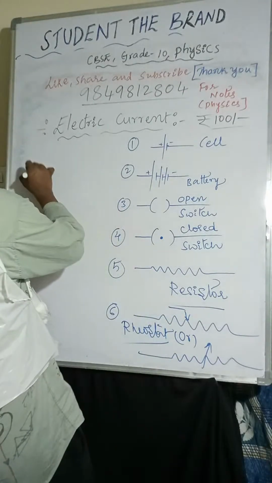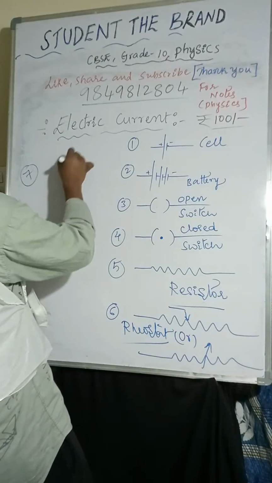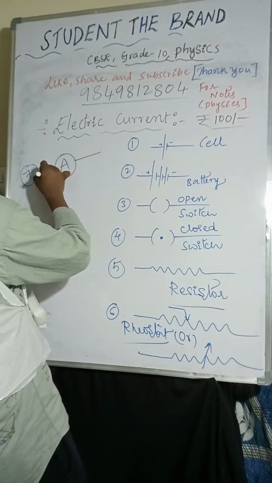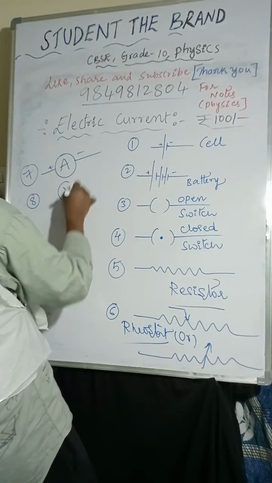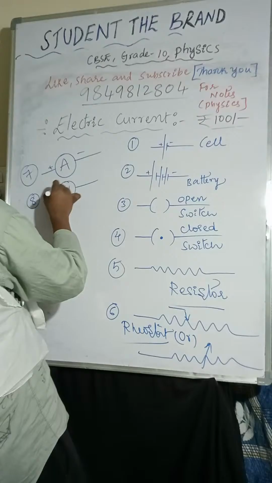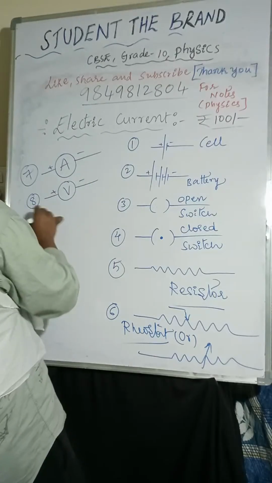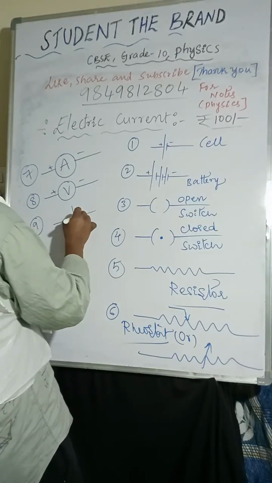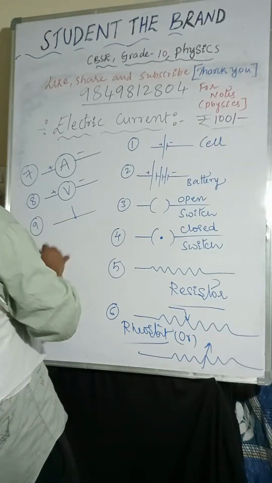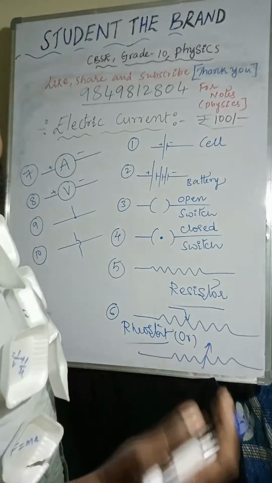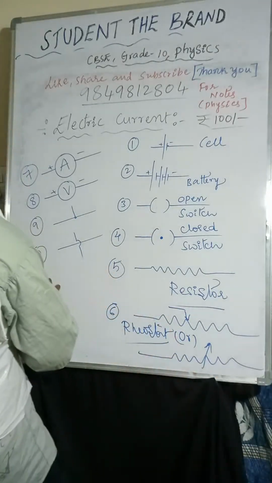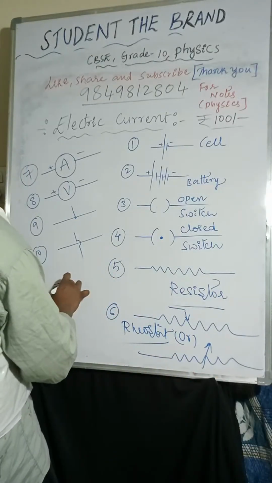Next one, ammeter. I'm taking this ammeter with positive terminal and negative terminal. Next one, voltmeter. Next, wire joining, and the tenth one, wire crossing. The eleventh one is the bulb.